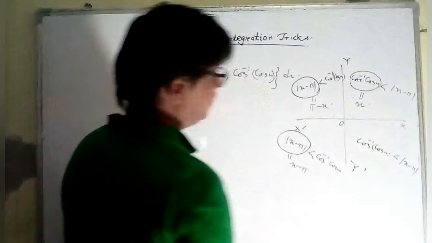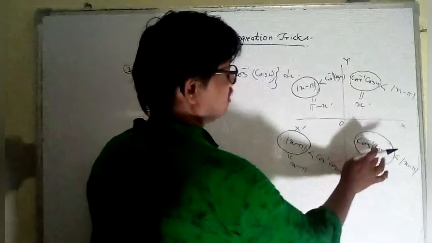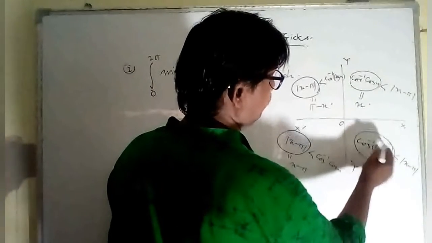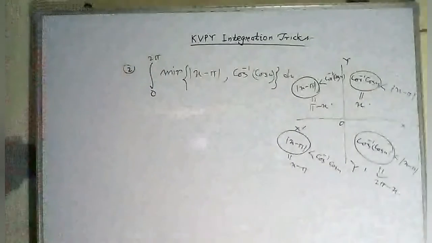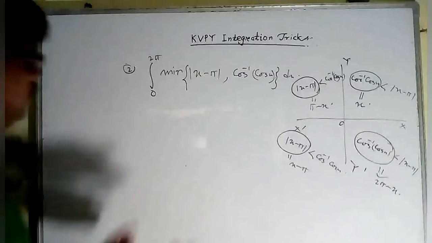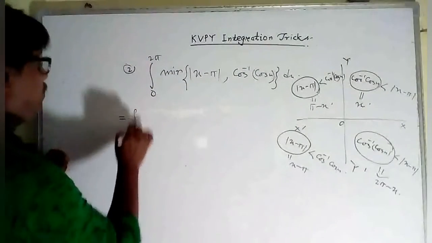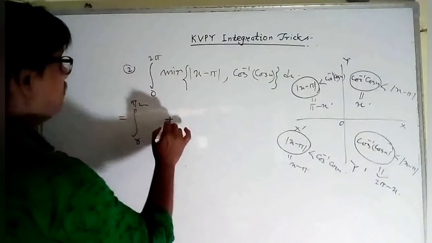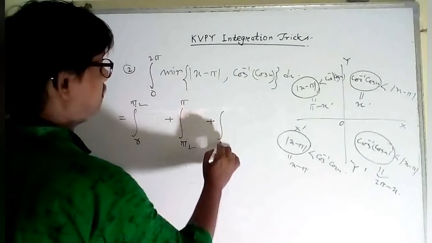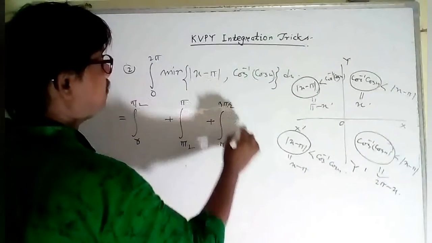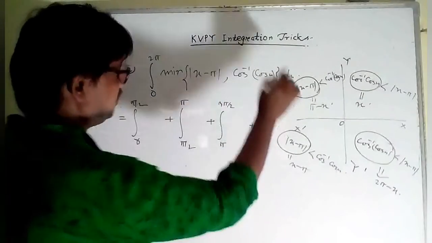In the fourth quadrant, this is the minimum. Since it lies in the fourth quadrant, the value will be 2 pi minus x. Now we have to break this function into 4 quadrants: 0 to pi by 2, plus pi by 2 to pi, plus pi to 3 pi by 2, plus 3 pi by 2 to 2 pi.